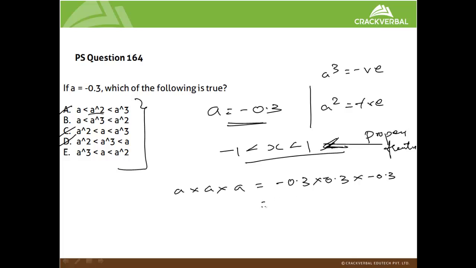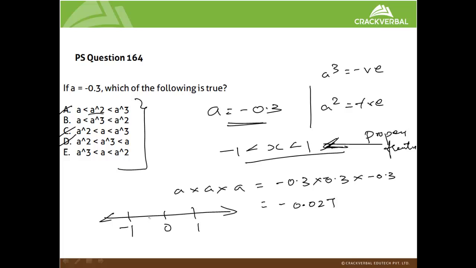So 3 into 3 into 3. 3 3s are 9, 9 3s are 27, but you have to keep 3 decimal points. Negative into negative, positive; positive into negative, negative. Minus 0.027. Minus 0.027 would be greater than minus 0.3 because of the number line. If you draw the number line, say you have 0, 1 here, and minus 1 here, negative 0.3 will be to the left of negative 0.027, correct?